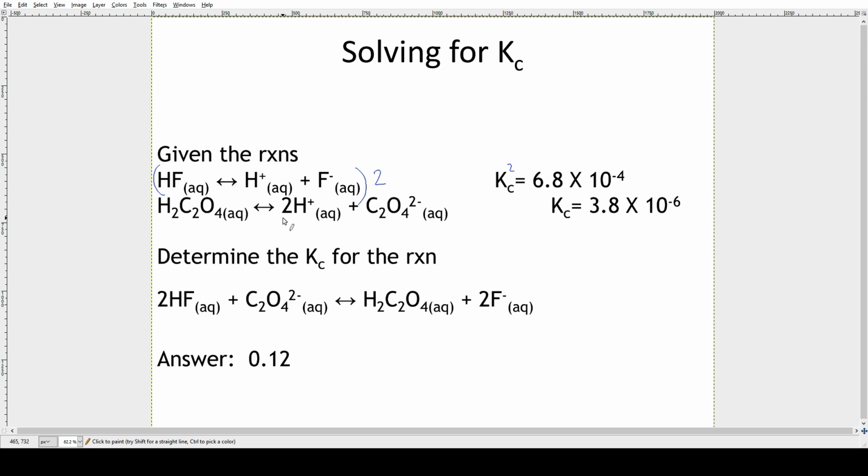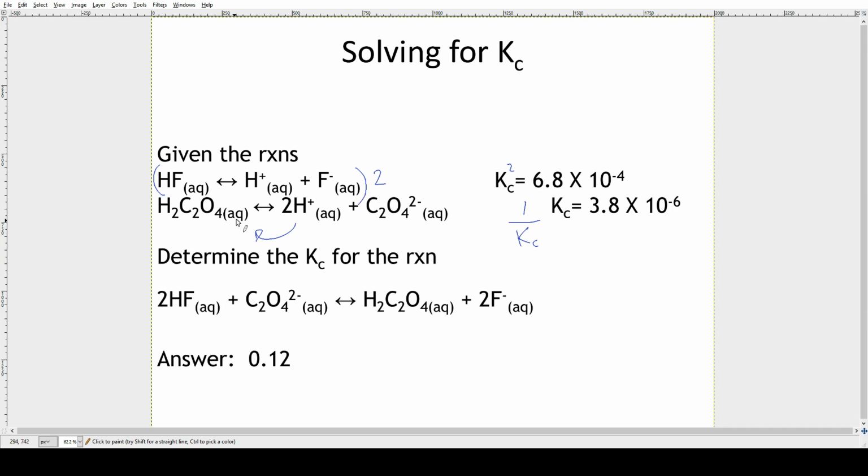All right, what else? It looks like the C2O4 2 minus needs to actually be on the other side. So that means I need to flip this baby around, which means, okay, if I do the reverse reaction, I need to use what rule if I'm reversing it? If I'm reversing it like that, I need to do 1 over Kc. Okay, so these are reversed.